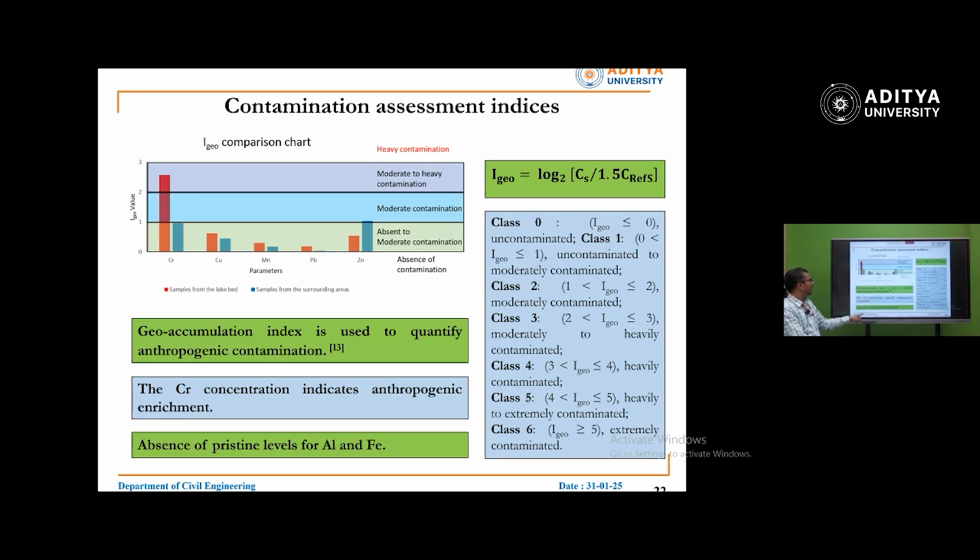So apart from that, there are no permissible limits for aluminum and iron. So in most of the cases for aluminum and iron, permissible concentration, that means pristine levels in the soil, are not there because they are the part of soil minerals. So that's why for these two metals, it is not. That is the formula how you are going to identify. That is the geo-accumulation index. This is the first one.